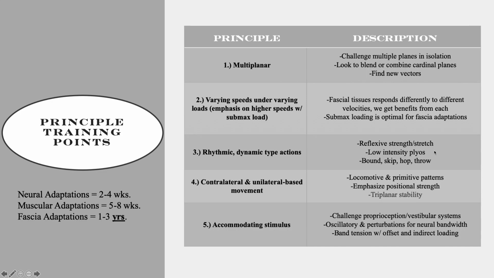For rhythmic, we're thinking reflexive strength and stretching, so like low intensity plyos, bounce, skips, hops, throws, contralateral and unilateral movement, locomotive and primitive patterns, emphasis on positional strength and triplanar stability here. And then for accommodating stimulus, we want to challenge proprioception and vestibular systems, oscillatory and perturbations for neural bandwidth, and offset work for an indirect loading, to kind of highlight the weak points of the chain.